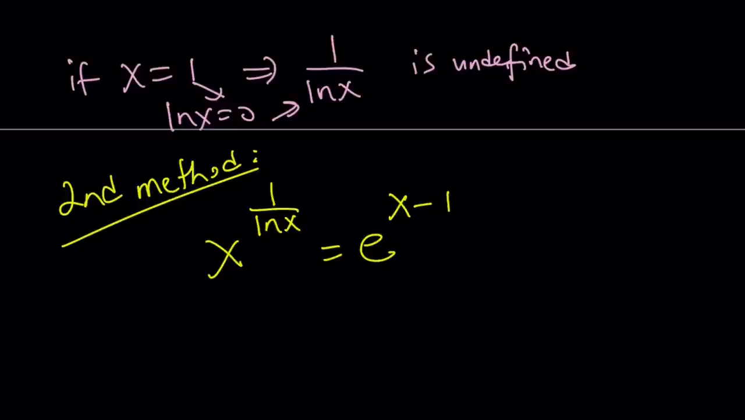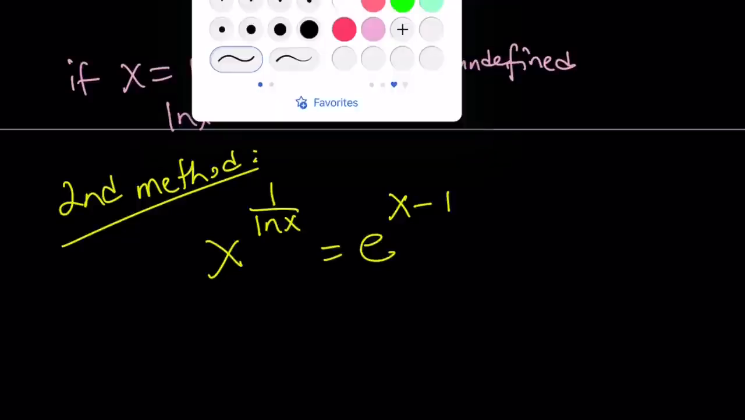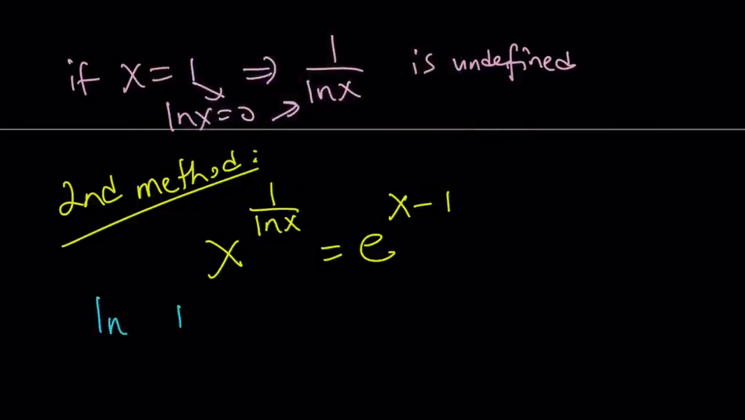A lot of times with these equations, especially if you have ln x in the equation, pretty much, we ln both sides. Especially the presence of e on the right-hand side gives us a good clue. And 1 over ln x obviously is going to cancel out, just like with the first method, but in a different way. So let's go ahead and ln both sides.